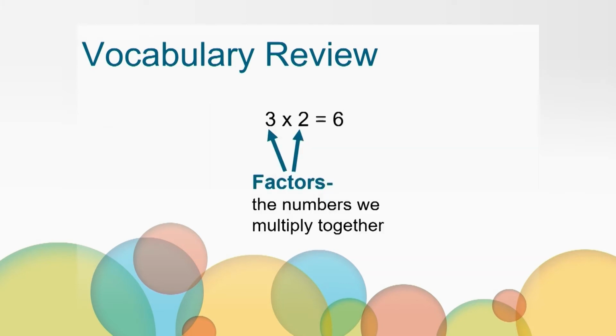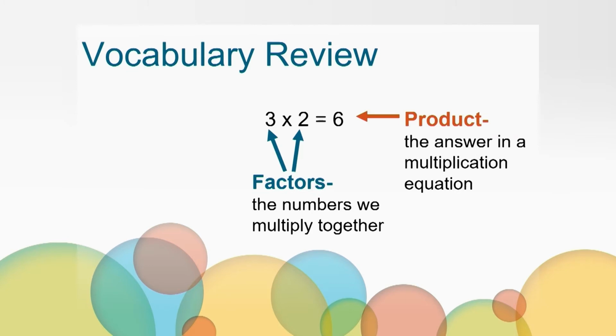Let's review a few other words that we're going to be using today. Factors are the numbers that you multiply together. In this multiplication equation, 3 and 2 are the factors. The answer in a multiplication equation is called the product. So here, 6 is the product.